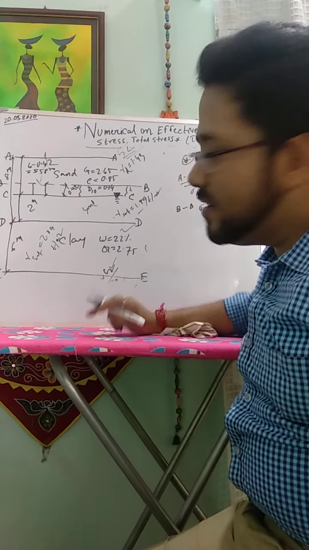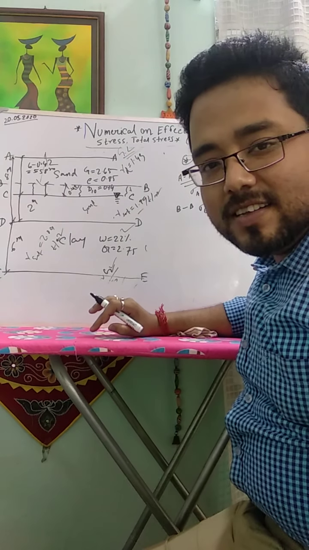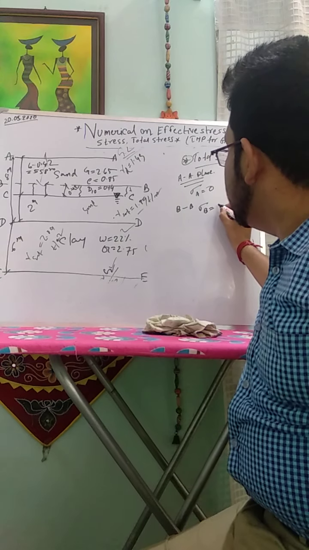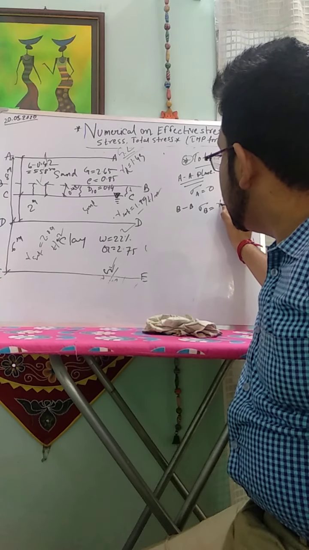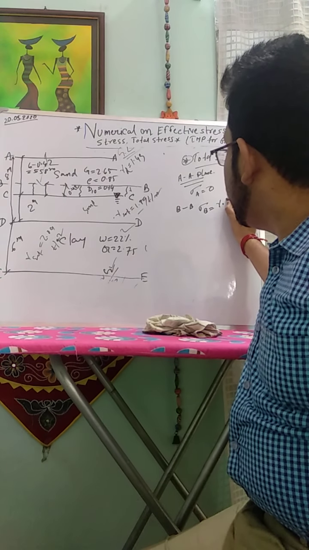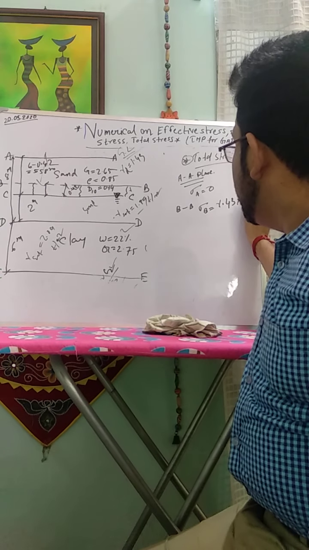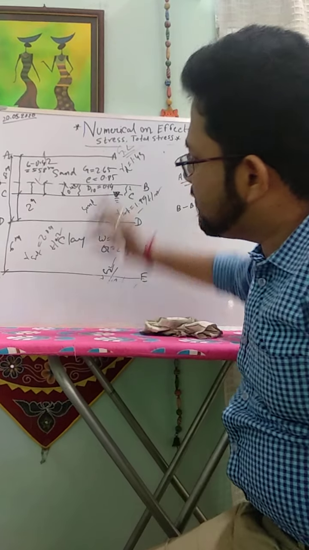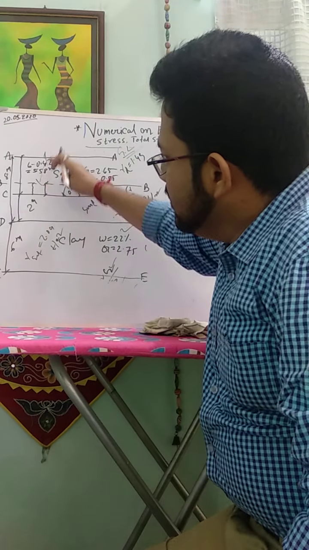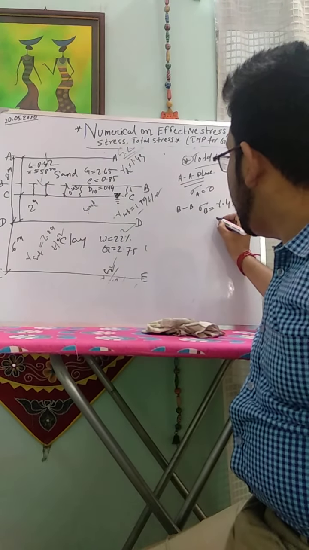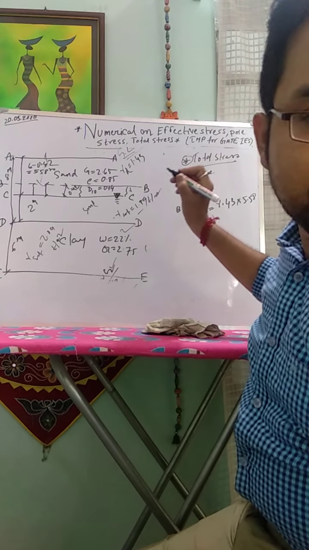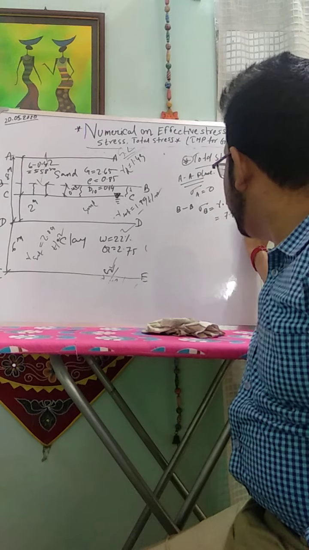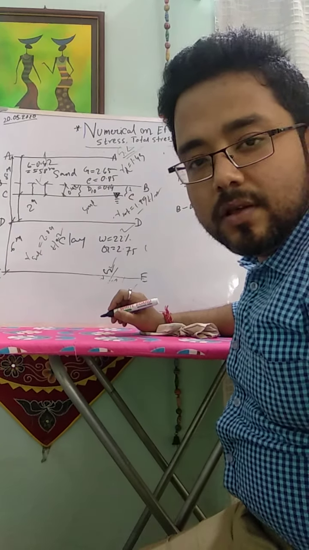At the BB plane, this soil is dry, this sand is dry. That's why gamma d, that is 1.43, into 5.58, because this distance is 5.58, and this value is 7.98 ton per meter square. Okay.